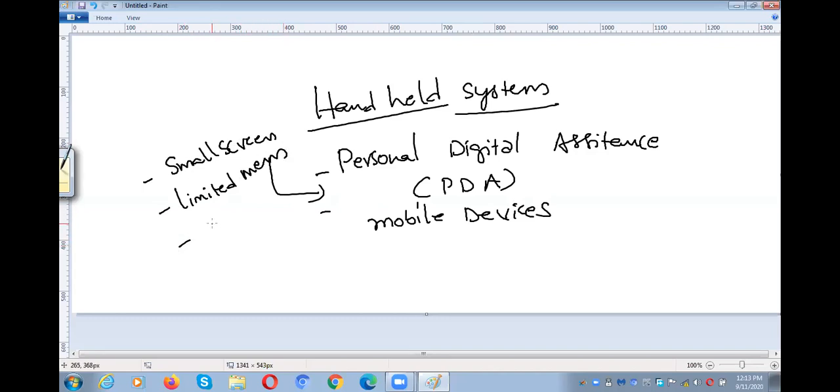and slow processor, right? Your mobile processor is much slower than your computer, right? Small display screen, all those things. So handheld systems are personal digital assistants, mobile devices. Tablets all come under handheld systems. These are also dedicated to a single user, but these are the limitations: small screen, limited memory, slow processor.